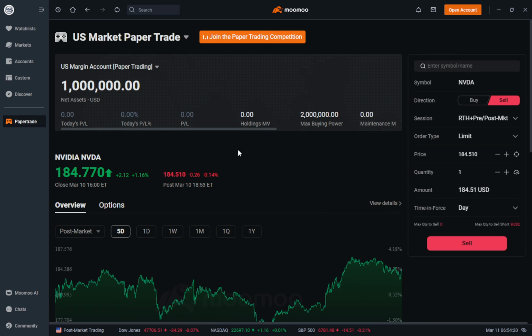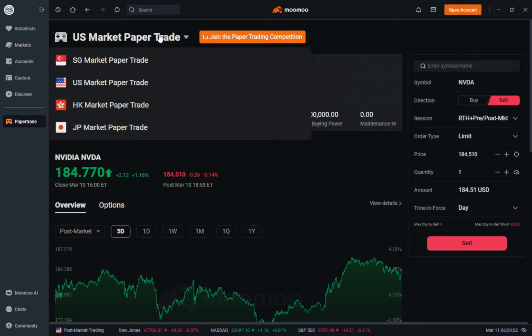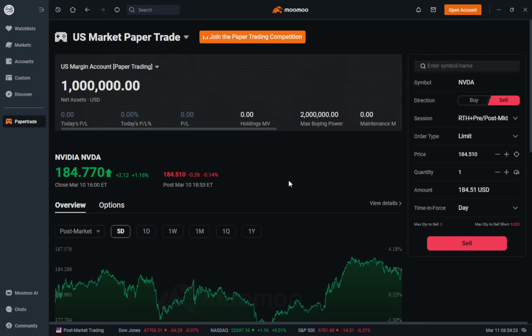That's all there is to accessing and using Moomoo's paper trading on desktop. Dive in, practice thoughtfully, and use the experience to prepare for live trading when you're ready.